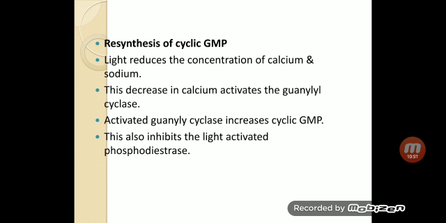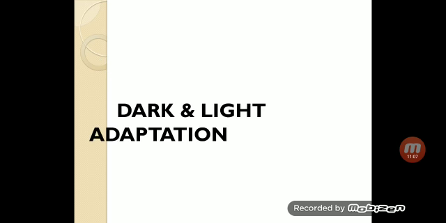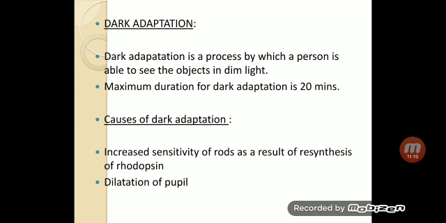Next, moving on to another topic, that is dark adaptation and light adaptation. You all might have experienced that if you are seeing a bright light for some time, and if you suddenly turn to the other side, you may see some blackening. That is what actually dark adaptation is. Dark adaptation is the process by which the person is able to see objects in dim light. So if a person enters a dimly lit room from a brightly lit area, he is blind for some time. That is, he cannot see any object. After some time, he gets adapted and he starts seeing objects slowly.